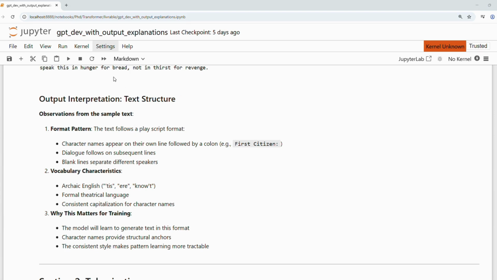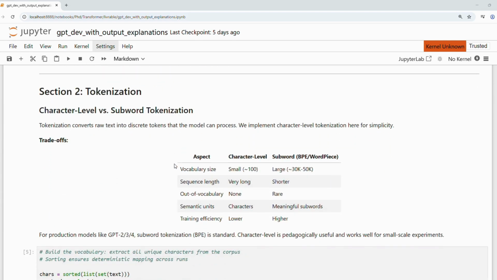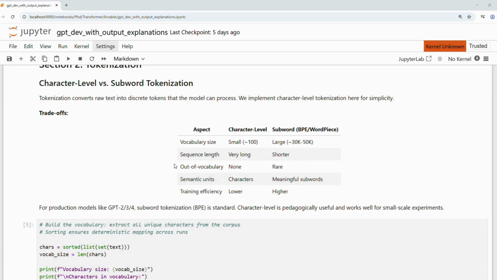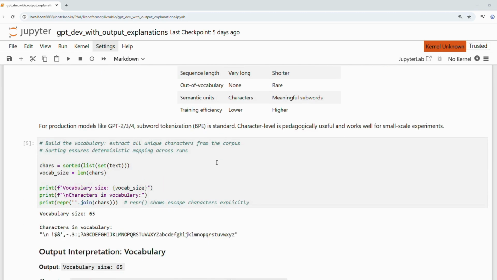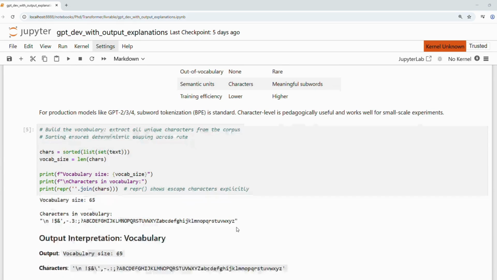Before we can feed text into a neural network, we need to convert it into numbers. This process is called tokenization. We implement character-level tokenization, which means every unique character in our dataset becomes its own token. This gives us a vocabulary size of just 65 characters. That's lowercase and uppercase letters, digits, punctuation marks, spaces, and newline characters.